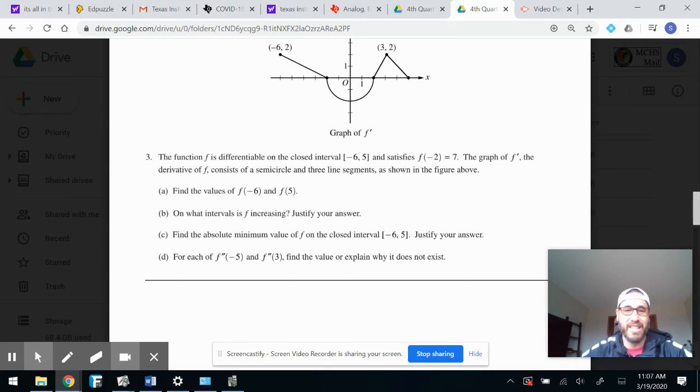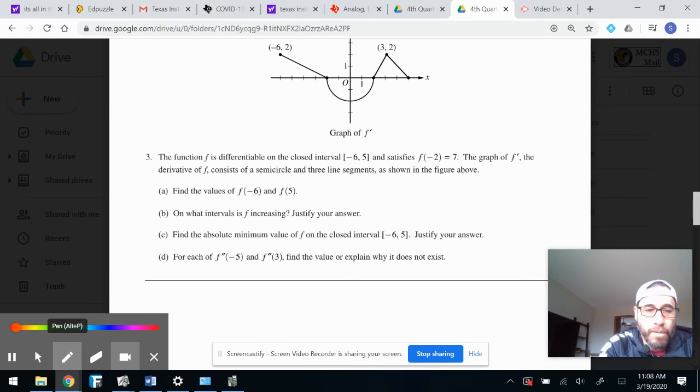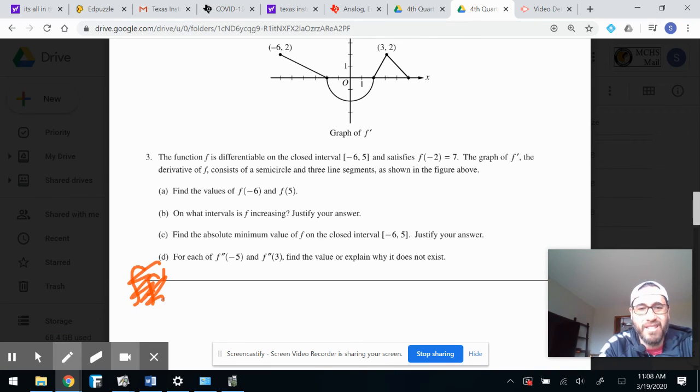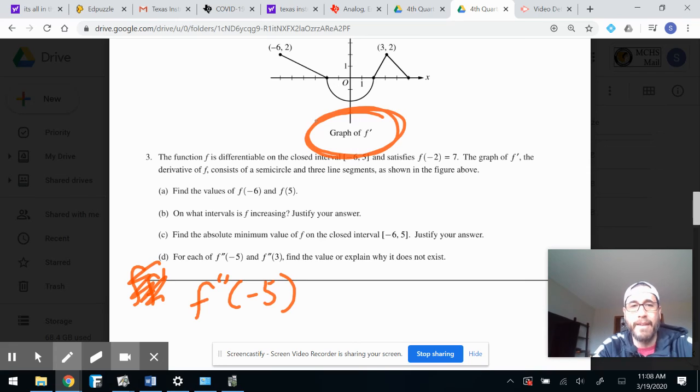All right, D. Oh, we're going a little second derivative on us here. Find the value or explain why it does not exist. Let's go ahead and check this out. Let's relate it all to our problem. It's just a second derivative. Second derivative of negative 5 means it's just the slope of this guy. So what's the slope at negative 5? It'd be whatever the slope of this line right here would be, because negative 5 is right there.